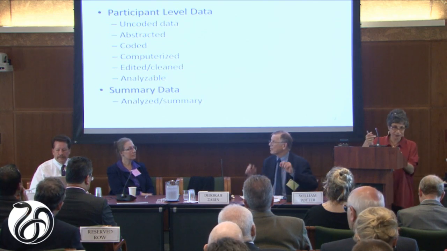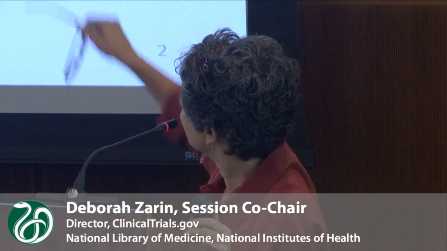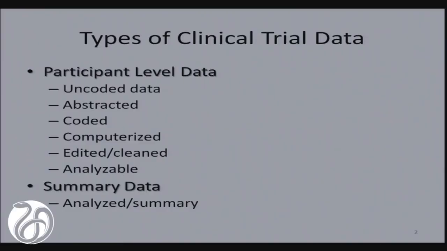This is about sharing clinical research data, and in all of the planning discussions, I want to give a plea for precision in language. People talk about raw data all the time, but people mostly mean something about participant level data. Some people mean the uncoded data. Some people mean essentially the analyzable data set. So there's a whole spectrum. And there's a distinction between the participant level data and summary data.